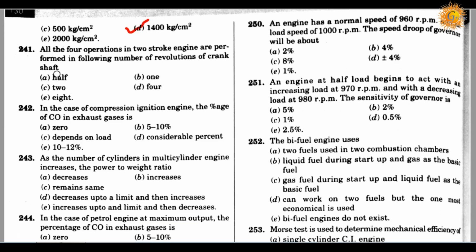Question number 241. All the four operations in two-stroke engine are performed in following number of revolution of crankshaft. Option A half, option B 1, option C 2, option D 4, option E 8. So the correct answer is B, that is 1.